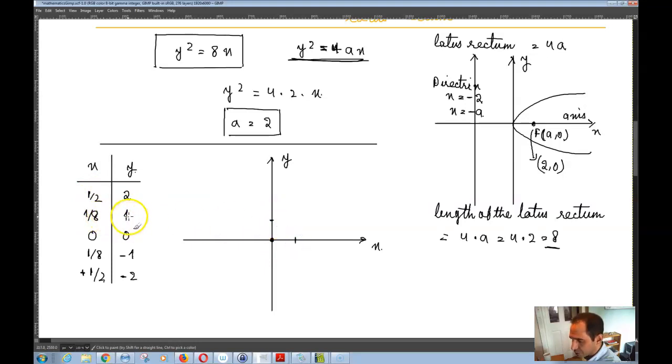So on the x-axis, that is 1/2, that is 1/4, and that is 1/8 over here. (1/8, 1) is this point over here. (1/2, 2) would be this point over here, and then (1/8, -1) would be this point and this point over here, and you would have this parabola like this.